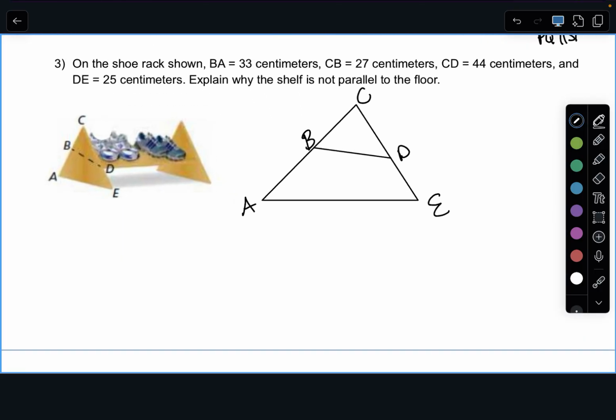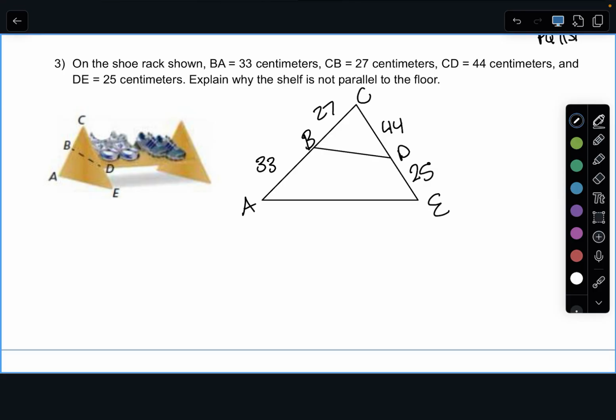It tells me that BA is 33 centimeters. So I'm going to label BA as 33. It also tells me that CB is 27 centimeters. So I'm going to label it as 27. It says CD is 44. And DE is 25. We have to explain why this line represents the shelf, so why this shelf is not parallel to the floor.